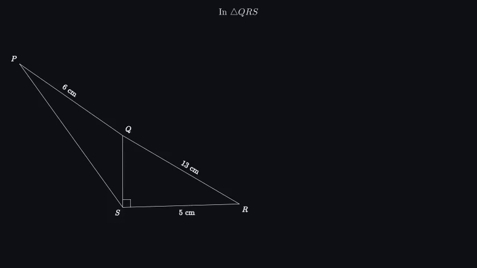To summarize, we first use triangle QRS to find the angle at R. Since P, Q, and R lie on the same straight line, PR equals PQ plus QR equals 19 centimeters. The angle used in triangle PSR is the same as the angle found in triangle QRS. Finally, we applied the cosine rule in triangle PSR and found PS equals 17.7 centimeters. This is the final answer.